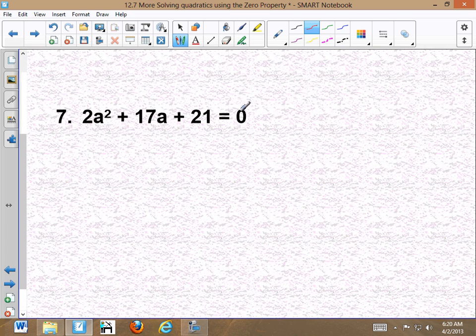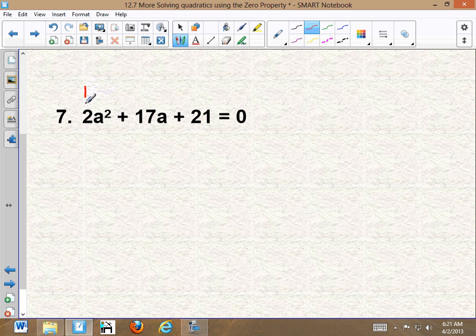Number 7, it is set equal to 0. Is my leading coefficient 1? Right here is my leading coefficient. Is that 1? No, it is not. So the first thing I do is, is there a common number? Is there a number that I can factor out of the 2, the 17, and the 21? Will 2 go in the 17? Absolutely not. So, guess what? 2 is the only thing that goes into 2 besides 1, so there is not a number I can factor out.